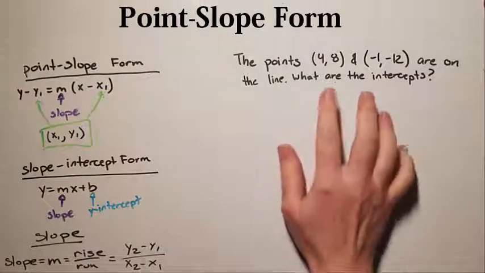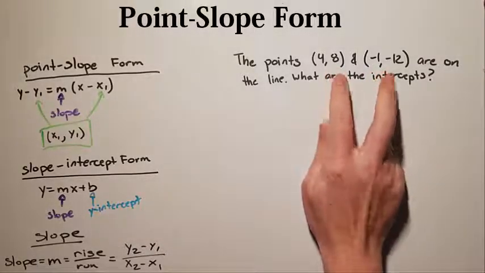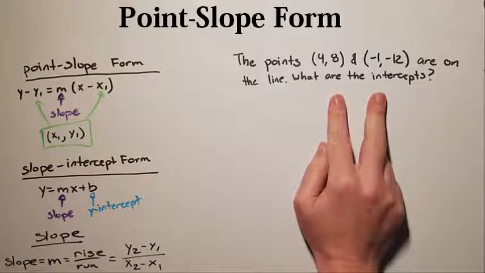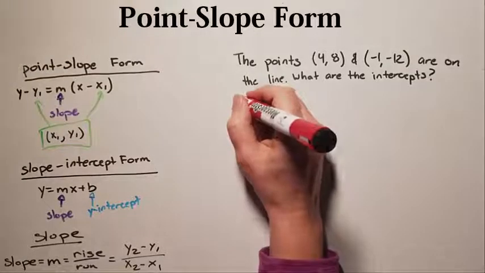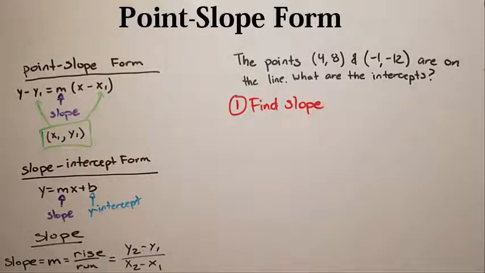So the last problem we're going to do, they give us 2 points. So somehow they secretly know what our line looks like. They pick 2 points on that line. They want to know what the intercepts are for that line that was graphed. So the first thing that I want to do is I want to find the slope. I have 2 points. I know how to find slope from 2 points.